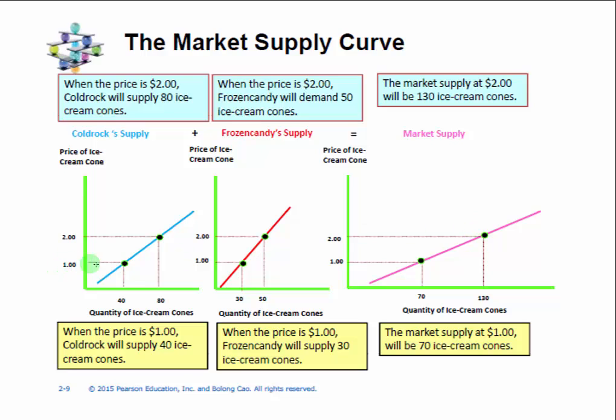At a $1 price, from Cold Rock, we have 40. From Frozen Candy, we have 30. And so for the market, right, at $1, the total quantity supplied is 70. And that's how we get the market supply curve.